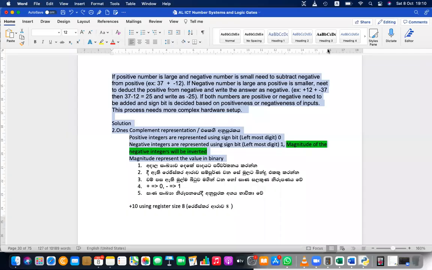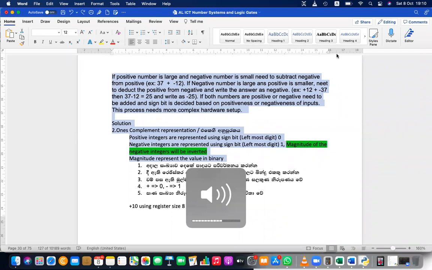So is there anything difficult? Please let me know. Up to here, is there anything unclear or difficult? Yes, is there anything unclear or difficult related to this? No, sir, it's okay. Okay.